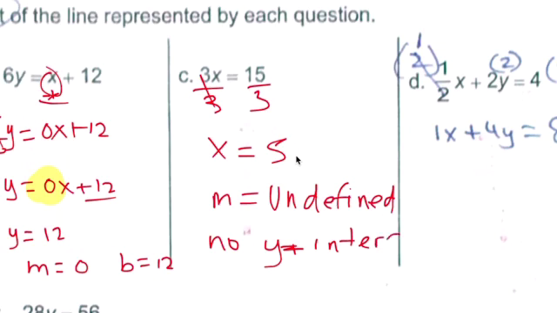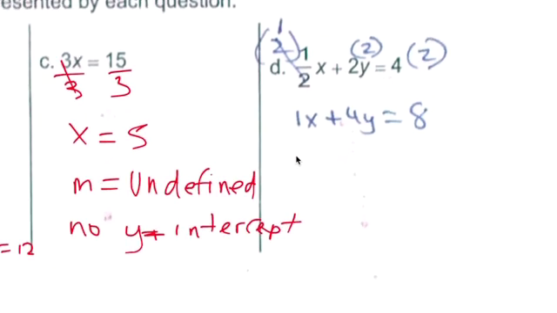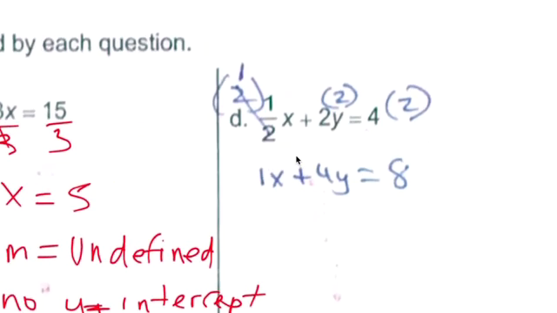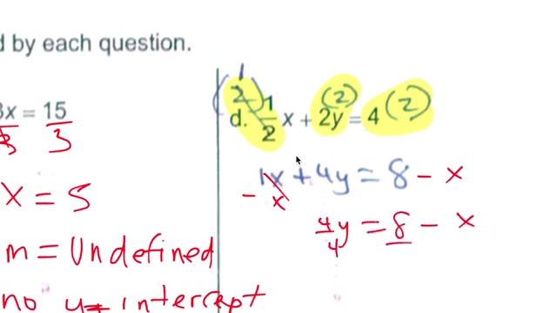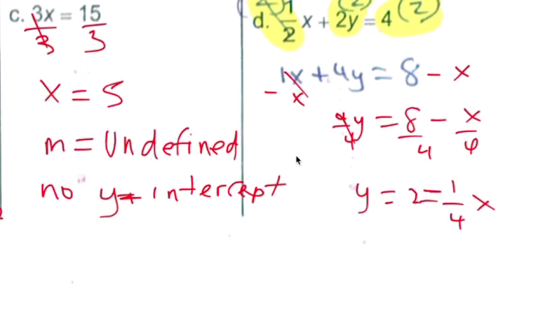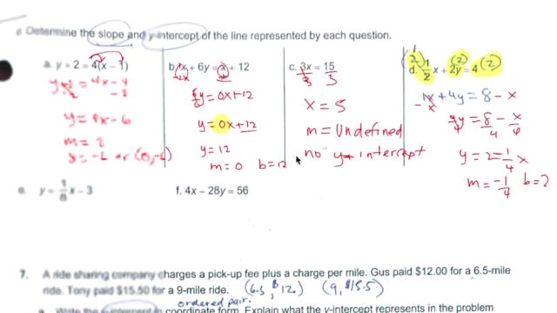It's never going to cross the y-axis. Okay, and then here for D, I didn't teach this 4th period, but make sure you multiply everything by 2 to get rid of the fraction, and then you minus an x. Divide: 4y equals 8 minus x, divide by 4, and then y equals 2 minus 1/4 x. So your slope is negative 1/4. Your y-intercept is at 2, or (0, 2).